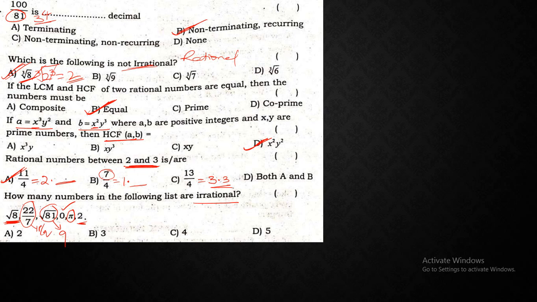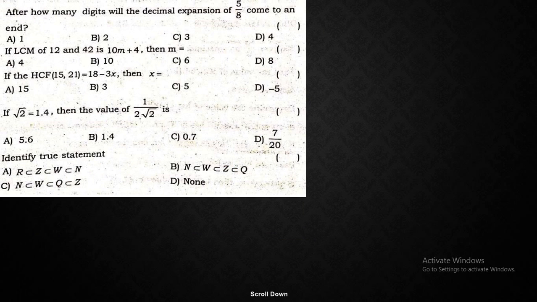So among all these, how many irrationals are there? Root 8 is one irrational and pi is irrational. So how many are there? Only 2. So the answer is 2. Okay, next moving on to one more question.